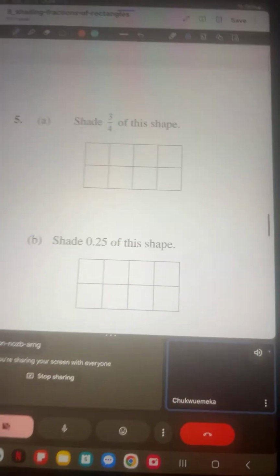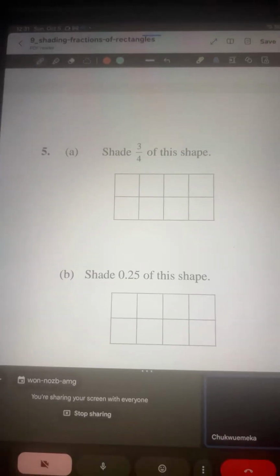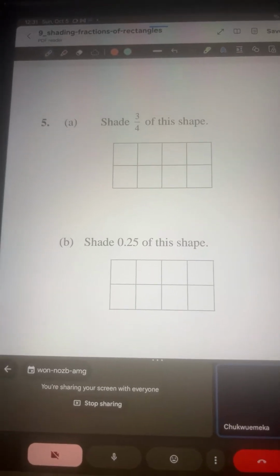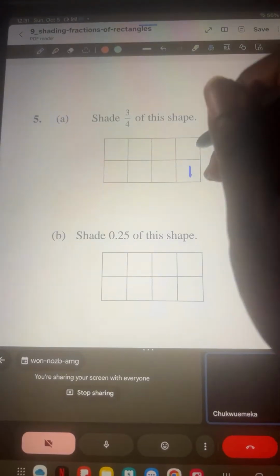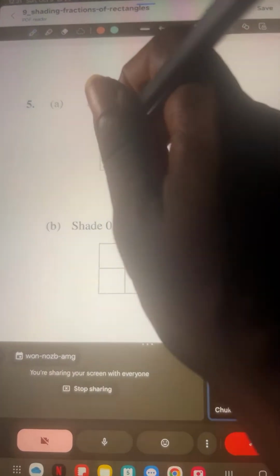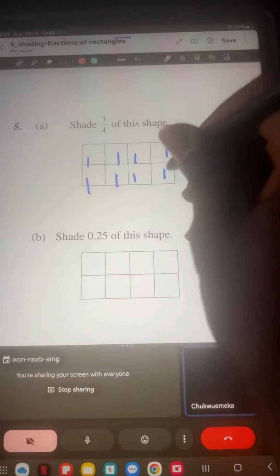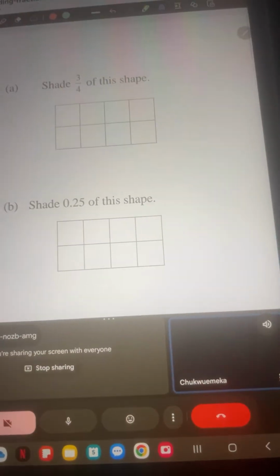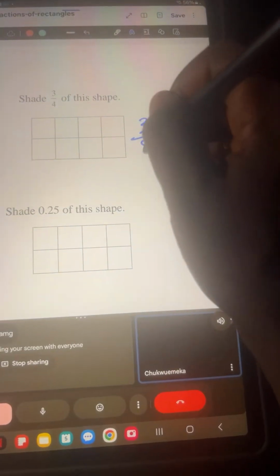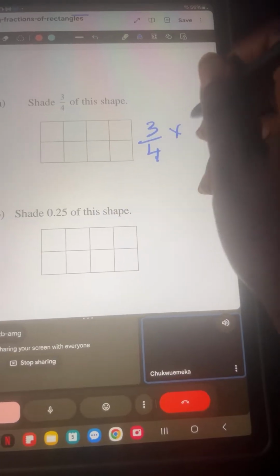Now look at this one that says we should shade 3 over 4 of this shape. The boxes are 1, 2, 3, 4, 5, 6, 7, 8, right? There are 8 boxes, and we want to shade 3 over 4 of it. 3 over 4 times 8 pieces. There are 8 small boxes.